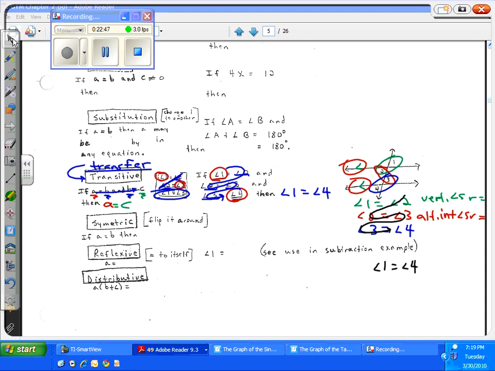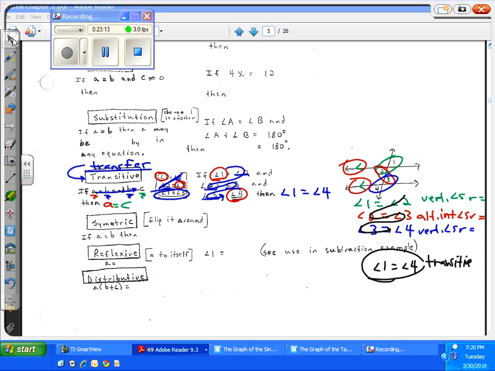We could say that angle 3 is equal to angle 4 because vertical angles are equal. And then once we knew all of that, we could reach the conclusion that angle 1 is equal to angle 4 by the transitive property. We transferred from 1 through 2 through 3 all the way to 4.